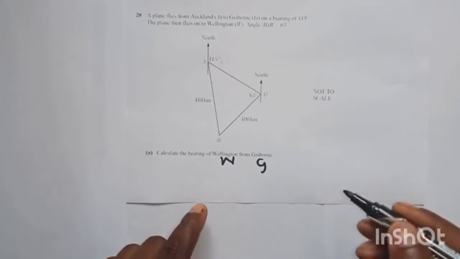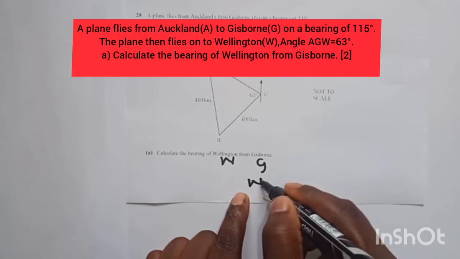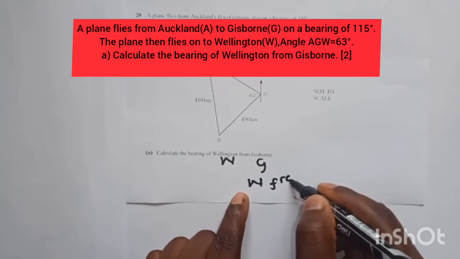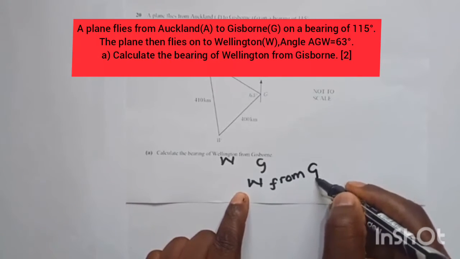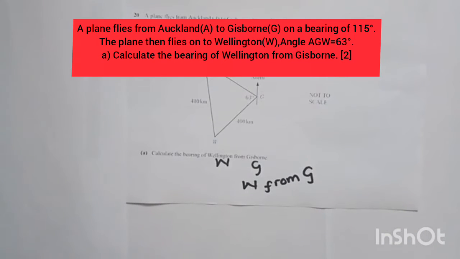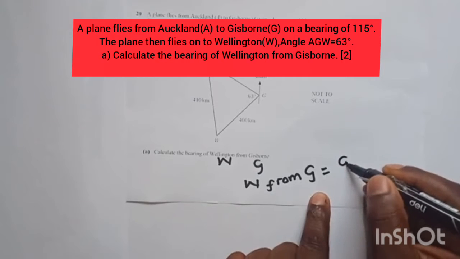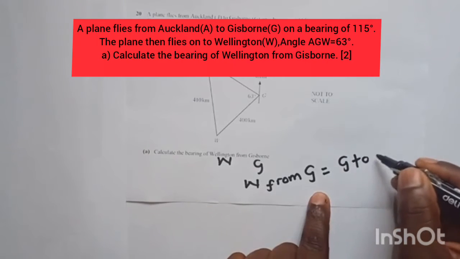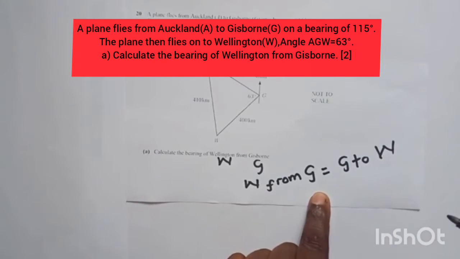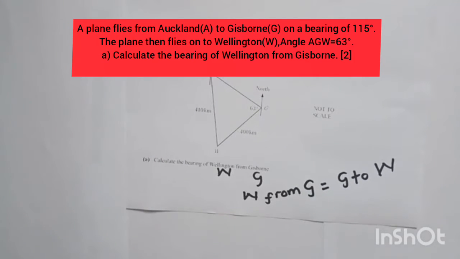Remember, W from Gisborne, or W from G, is similar to G to W. So we need to measure our angle from the north pole of G, moving in a clockwise direction to touch the line connecting G and W.